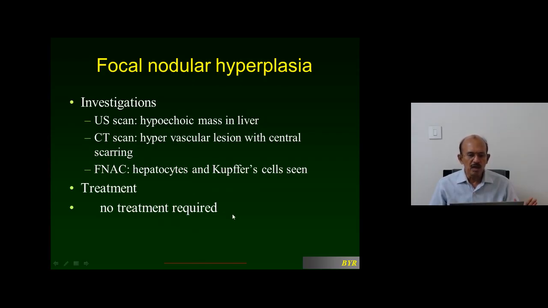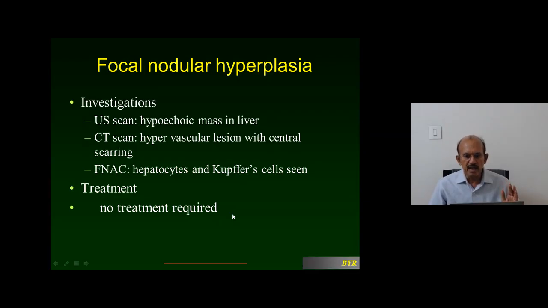So why do you have to know all these benign conditions? Because most of these conditions are incidentally discovered. So whenever you see a solid mass in the liver, we will be under the impression that probably it may be malignant. That is true, but apart from malignancy, there are certain benign lesions also present in the liver, which can give a hypoechoic mass on ultrasound scan or CT scan.